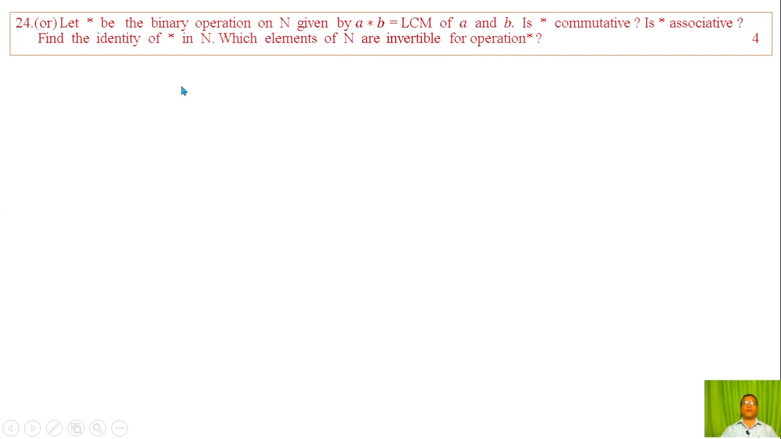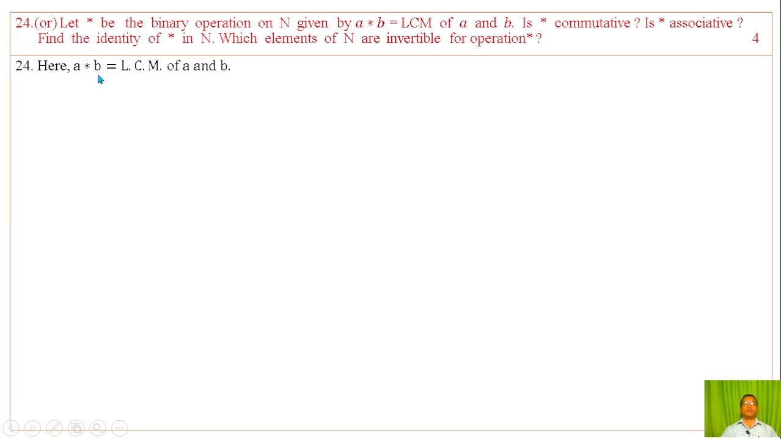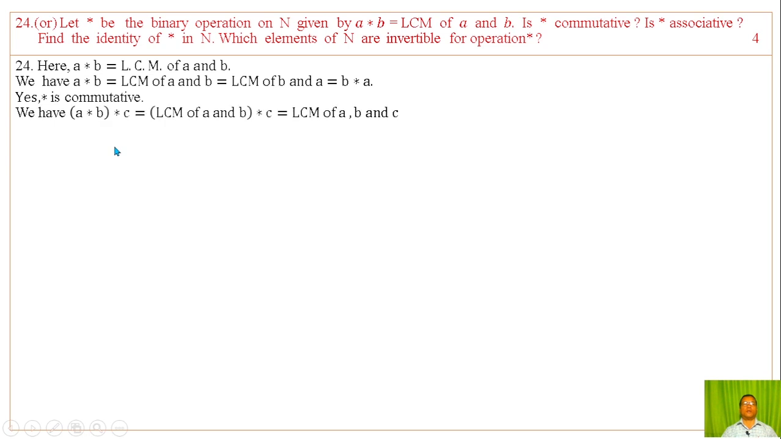First, check whether the binary operation is commutative. Here a asterisk b is LCM of a and b. We have a asterisk b is LCM of a and b, which is again equal to LCM of b and a, and which is equal to b asterisk a. Thus a asterisk b equal to b asterisk a. Yes, asterisk is commutative.